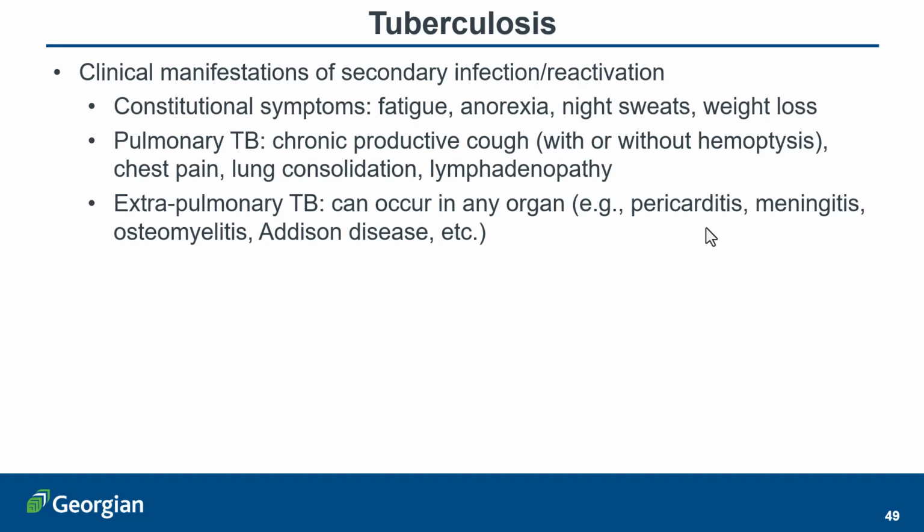That's what we call extrapulmonary tuberculosis, and it can infect any organ system really. So it can affect the outer covering of the heart, leading to pericarditis, the coverings of the brain, leading to meningitis, the covering of the bone, leading to osteomyelitis. It can affect the adrenal glands, leading to Addison's disease, and so forth.